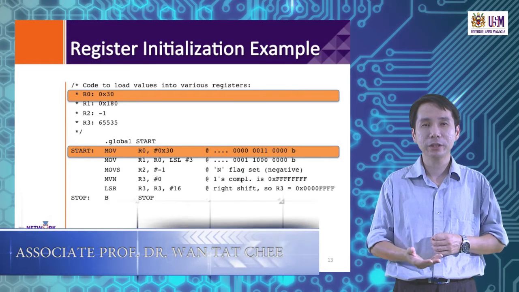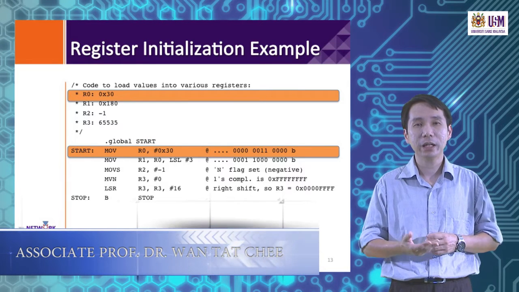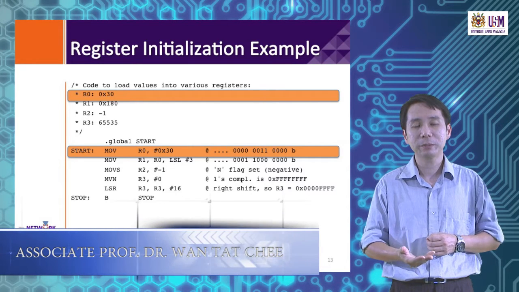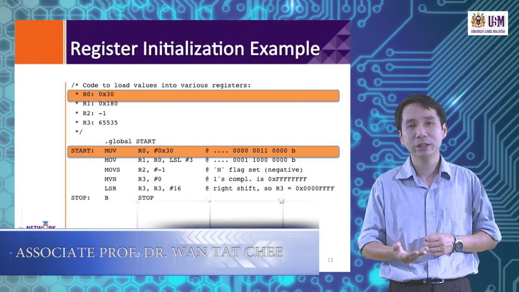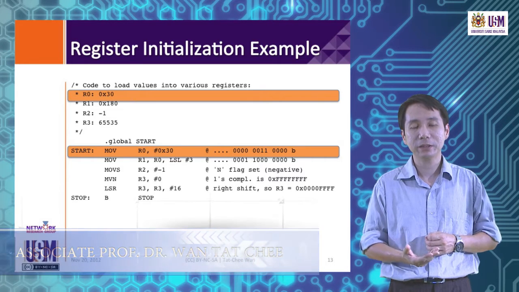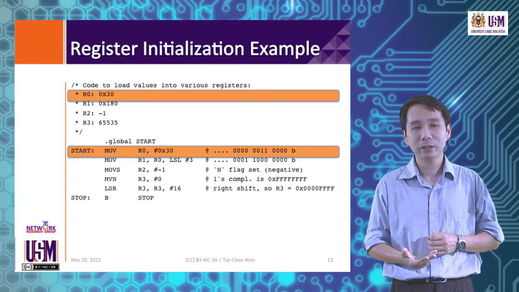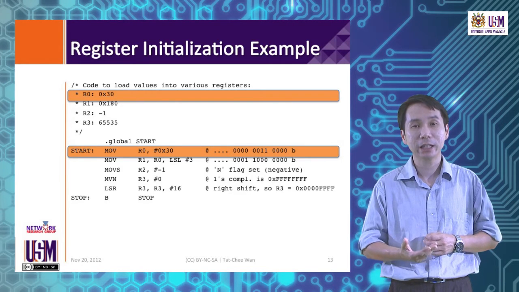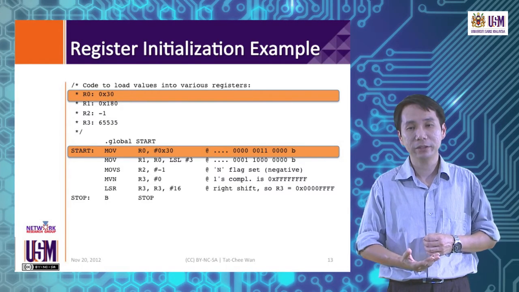The first instruction in the sequence is MOV R0, #0x30. We can do this because the value that we are interested in fits within 8 bits of the bit span. So by doing MOV R0, #0x30, we have initialized R0 to the given value.